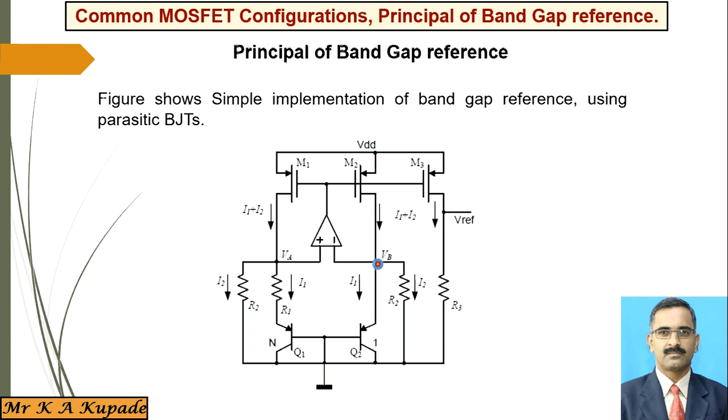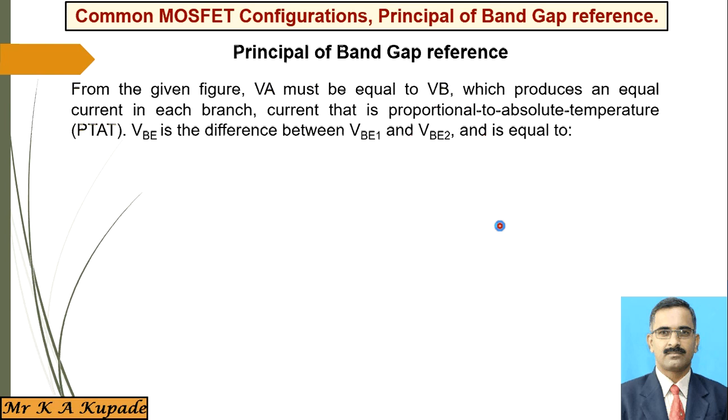Why? Because they are giving the constant current to these two transistors and having the same equal voltages. Due to this, at the end, this M3 is producing the reference voltage V reference. So from the given figure, VA must be equal to VB, which produces an equal current in each branch, and that current is proportional to the absolute temperature, whatever the temperature variation is. By considering that, that particular current should be produced.